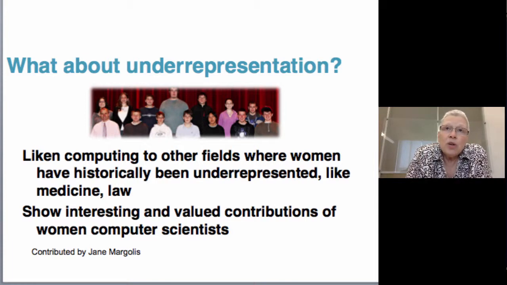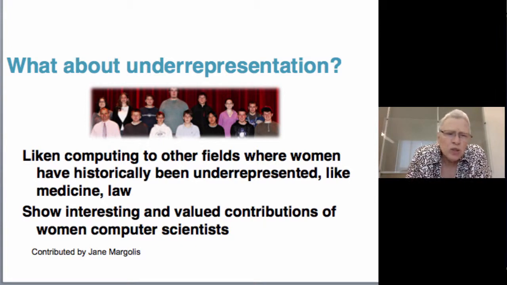And you could also talk about computing being on the verge of occupations like medicine or law, where women didn't used to go in those fields, and now more and more are going into them. And so things are changing, and that actually creates great opportunities for women.